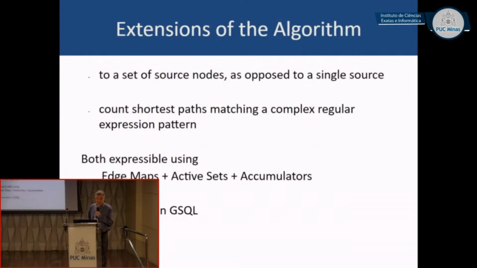There are, of course, extensions to the algorithm. I've shown you only the shortest so that it can fit on a slide, but it's very easy to extend it to start not from a single source but from a set of sources, and also to count the shortest paths that match a more complicated regular expression, not just E star. And all of this is expressible using the edge map, vertex reduce, accumulator paradigm, and therefore expressible in GSQL.